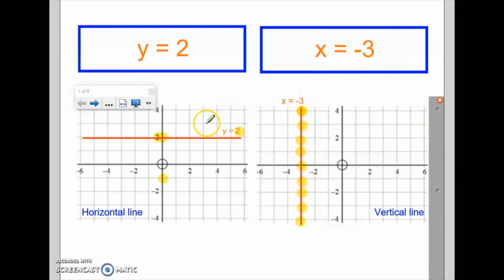Very similar thing happens back on this graph. If we were to pick any point, any coordinate on this line, the y value, the y coordinate would always be 2. So when you have y equals, you're expecting a horizontal line. When you have x equals, you're expecting a vertical line.